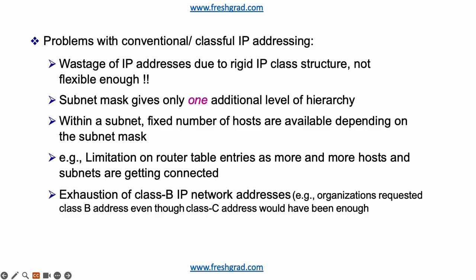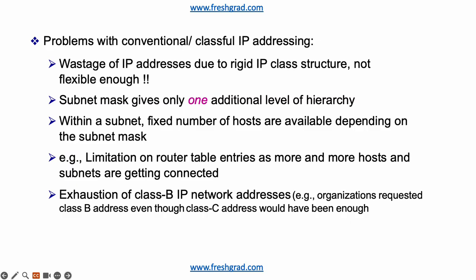Previously we discussed what is IP addressing and subnetting, right? How to do subnetting. And today, the problem with conventional classful IP addressing. We discussed the classful IP addresses, class A, B, C, D, E, right? Only class A, B, and C are being used. Now, what is the problem with conventional classful IP addressing? The wastage of IP addresses due to the rigid IP class structure, right? So we have a structure of class A, class B, class C.